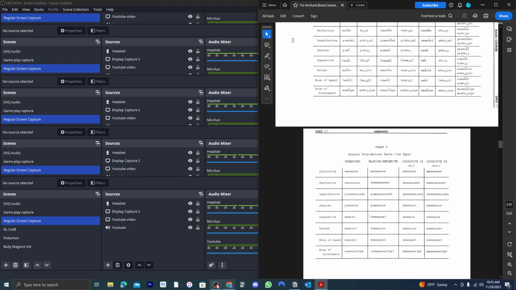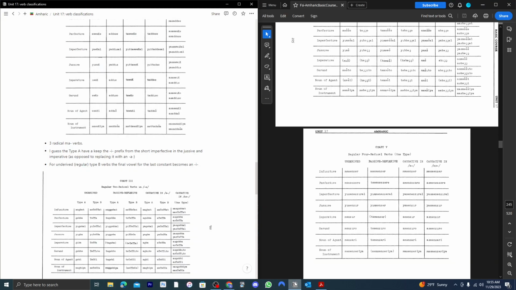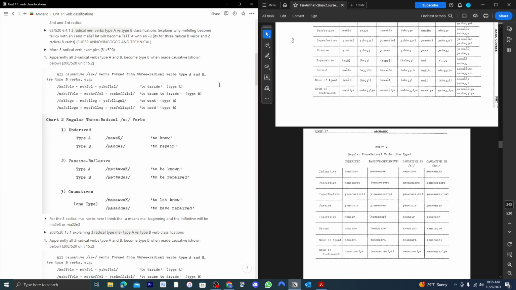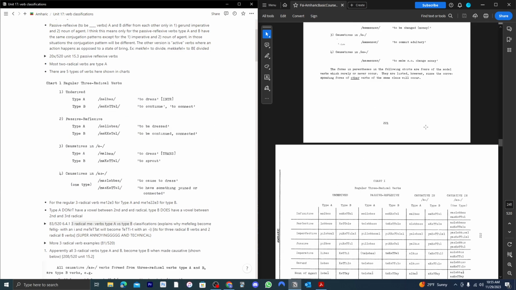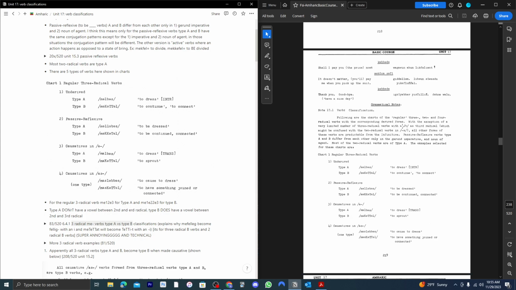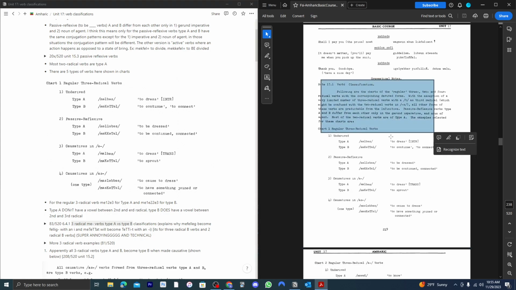So I've been putting this off for a little bit because I was unsure about how to approach this chapter section, chapter 17. It starts off by explaining the verb classifications we've seen, and it gives five types. It's this regular three radical, and then within the regular three radical, there's an underived version of passive reflexive.